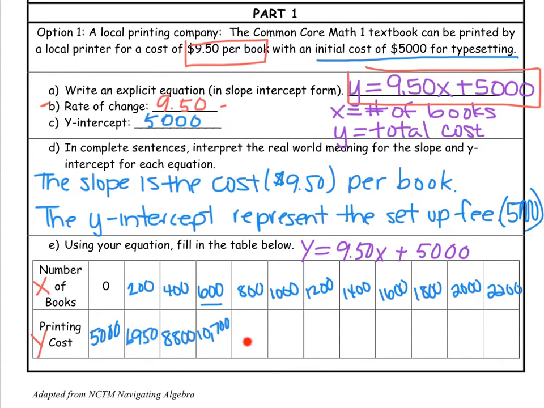I'm not going to fill these in for you. When you come to class, you need to fill in the remaining boxes. With this particular company, how much is it going to cost us for 800 books, for 1,000, for 1,200, for 1,400, 1,600, 1,800, 2,000, and 2,200? So you need to fill in these boxes right here.